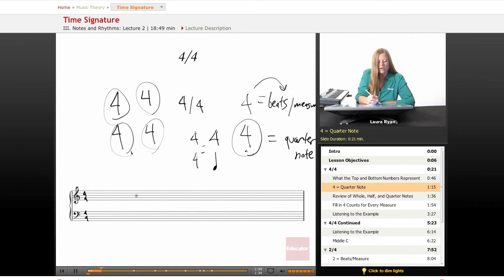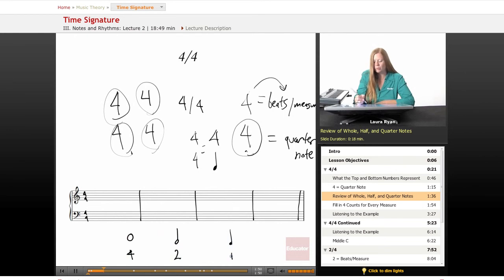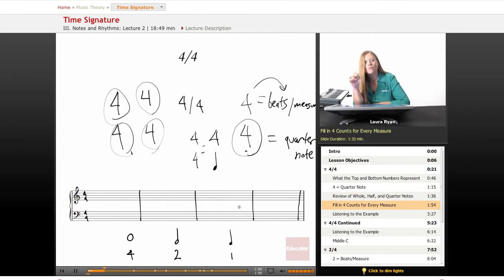4 quarter notes. So what that means, let's use some of our new rhythmic knowledge from our last lesson. Remember, we have whole notes, which are worth 4 counts, half notes, which are worth 2 counts, and quarter notes, which are worth 1 count. So what we need to do is fill in 4 counts for every measure. We haven't learned about rests yet. We will, but for now, we're not going to have any rests. Rests are beats of silence in a measure. We're going to fill these measures up with notes, and we're going to add them up to 4. So let's begin with our whole note.